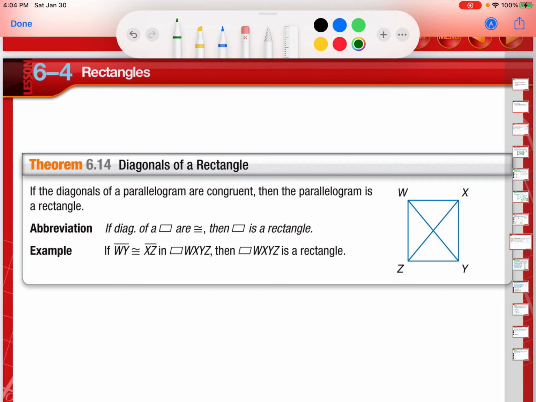All right, so diagonals of a rectangle. If the diagonals of a parallelogram are congruent, then the parallelogram is a rectangle. I feel like we've already covered that.